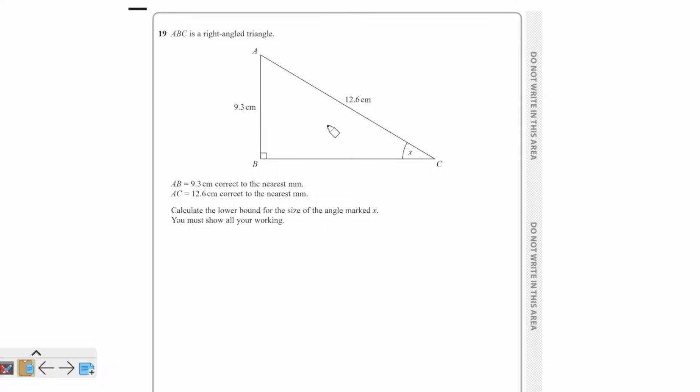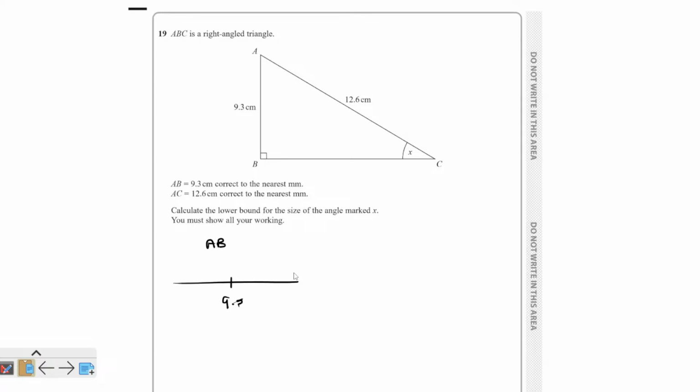So obviously to calculate the size of the angle generally is just SOHCAHTOA, isn't it, trig? But it's harder, it's obviously question 19 because of these upper and lower bounds. So first of all, when you get an upper and lower bounds question that you have to use a formula for, you always work out the upper and lower bounds of the original measurements, so these two, and then before you put them into the formula. So I need to work out the upper and lower bound of AB and AC.